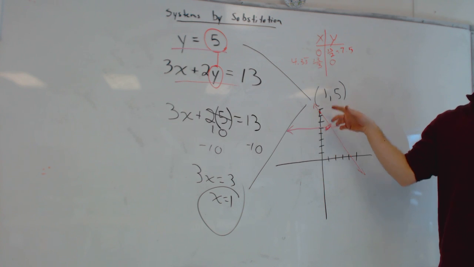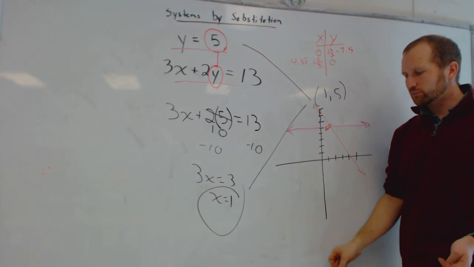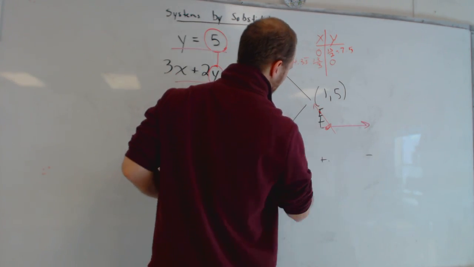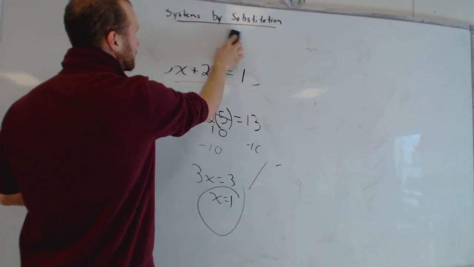1, 5. So we're doing the same thing. This is just, I think, a better method. Right? It's more accurate. It's more useful. It doesn't depend on our graphing skills as much.